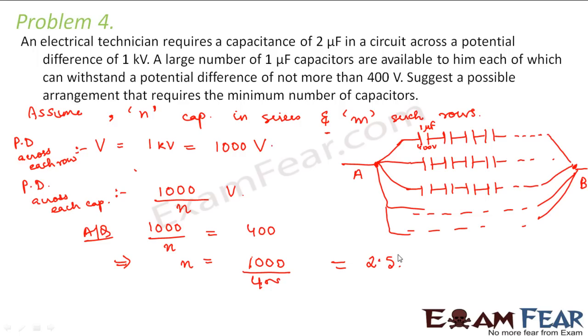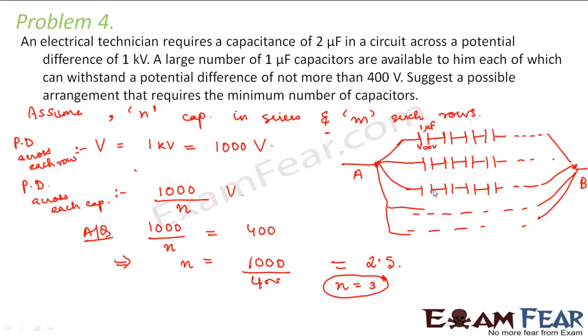Now 2.5, what is N here? N is the number of capacitors. So the number of capacitors cannot be in decimals, right? So that means the minimum number of capacitors that we can have has to be 3, because it has to be more than 2. That is quite obvious. So more than 2 has to be 3. So we say that there are 3 capacitors in one row.